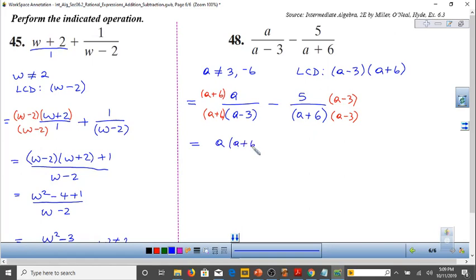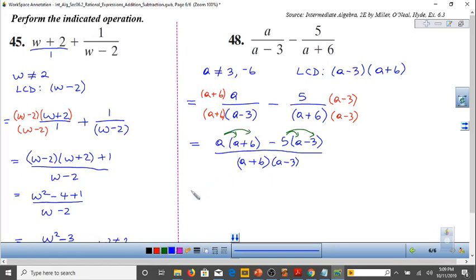And so we have a times a plus 6 minus 5 times a minus 3, all over a plus 6 times a minus 3. Now, please note that I didn't distribute right away because I have to be careful about that negative. If you don't skip steps, you can save yourself some trouble, but if you skip steps, you put yourself at risk. So I would recommend you show all your work and do not skip steps.